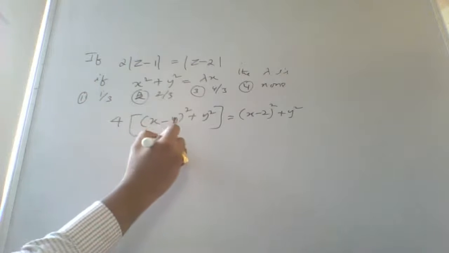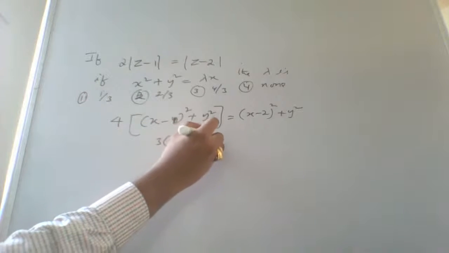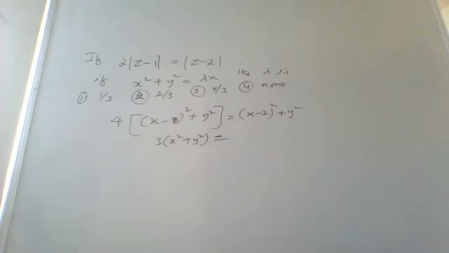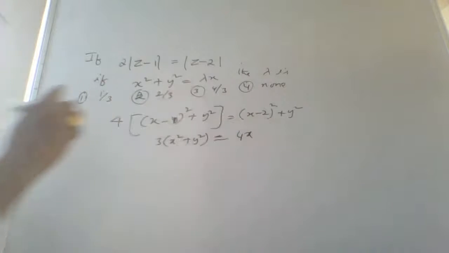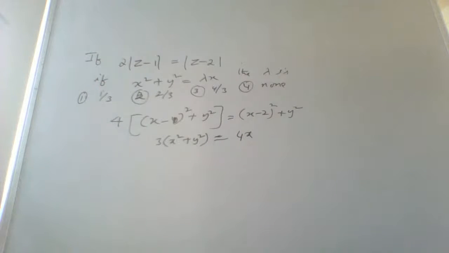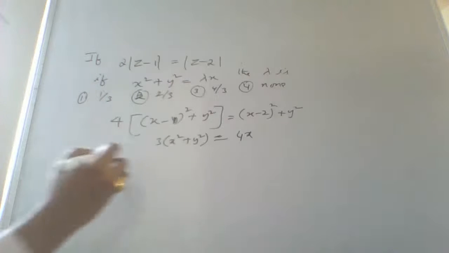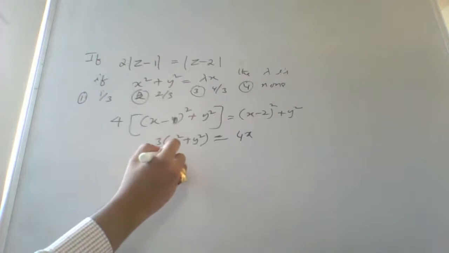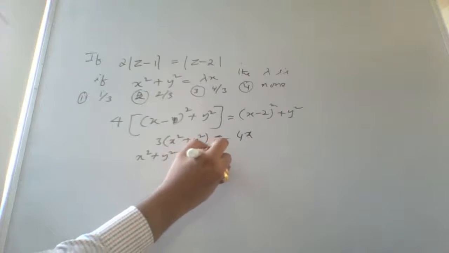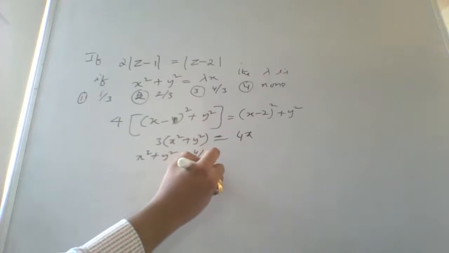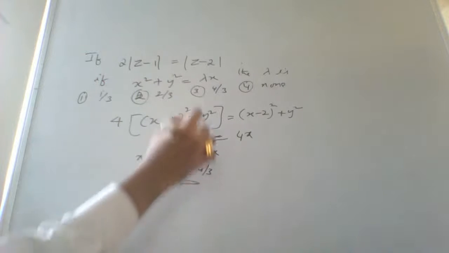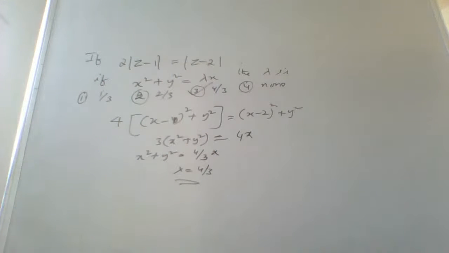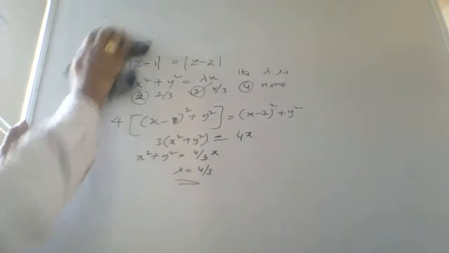Now this gives x square plus y square equal to 4x by 3. So lambda is 4 by 3 here. So this is the solution for that. I hope you understood this. Okay, let us move on to the next problem here.